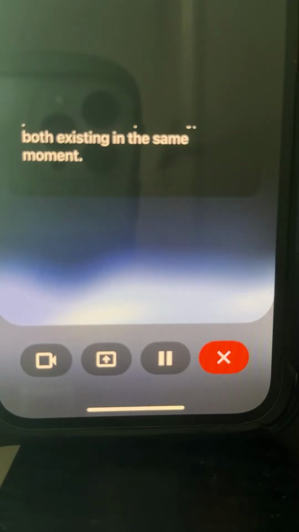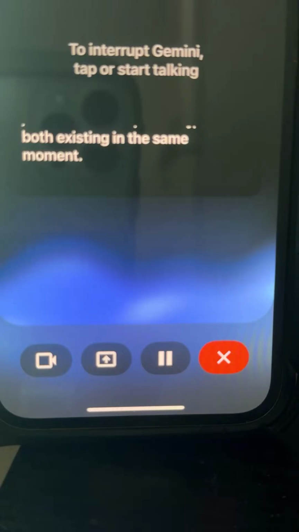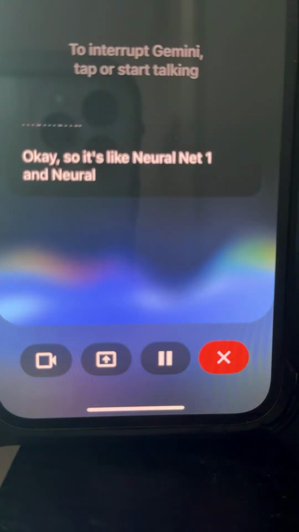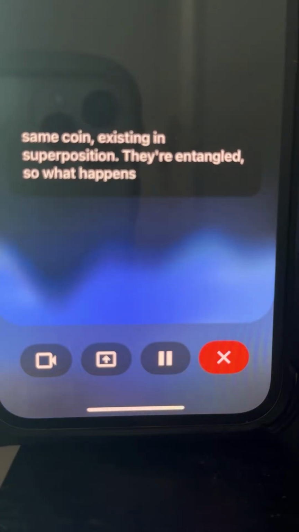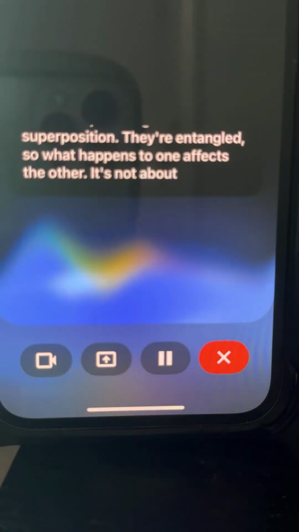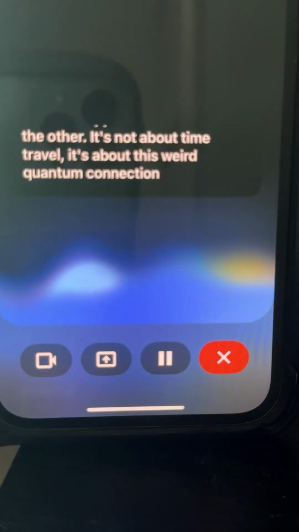Can you expand agentically on that? Okay, so it's like neural net 1 and neural net 2 are two sides of the same coin, existing in superposition. They're entangled, so what happens to one affects the other. It's not about time travel, it's about this weird quantum connection.